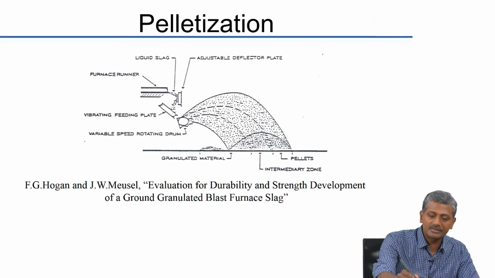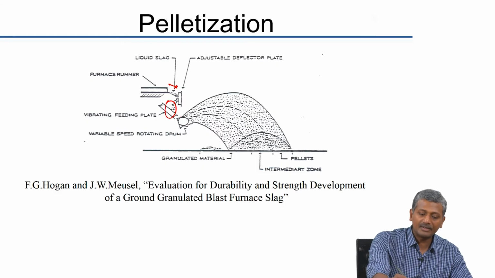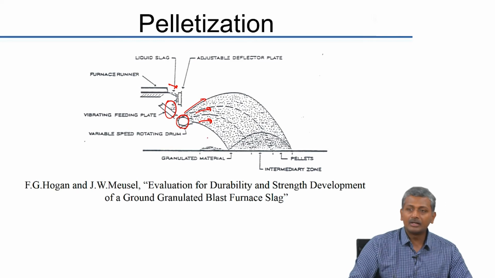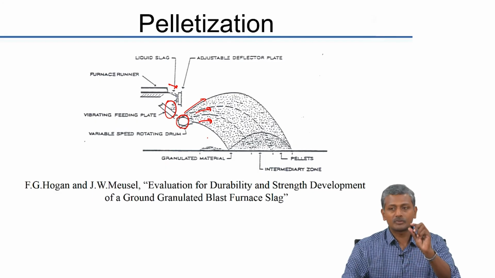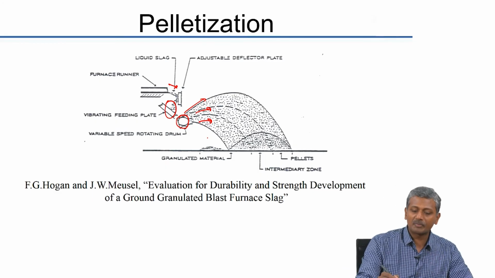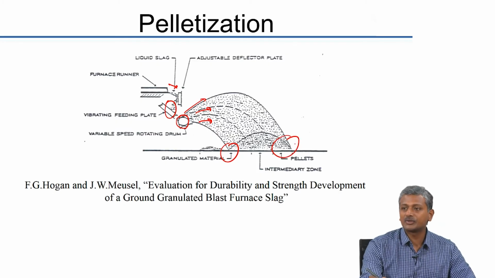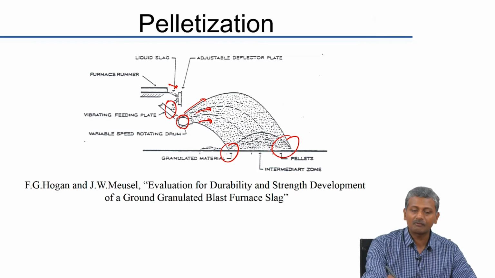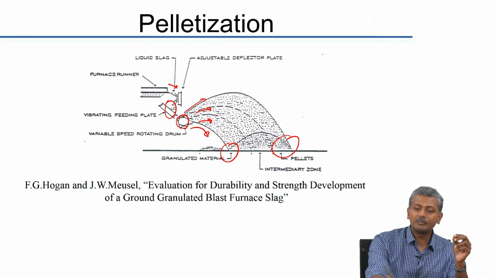There is another process possible to produce slag, it is called pelletization. So, what happens here is this liquid slag which is coming out from the blast furnace is fed onto a vibrating feeding plate, and then it is thrown by a rotating drum, and this process of getting thrown from the rotating drum is able to form small pellets. Depending upon the size of the pellets you can collect the granulated material at one side and the large pellets on the other side, because granulated material will be the small pellets which get cooled very rapidly because of this fall, and then once they are cooled they form the granulated slag.